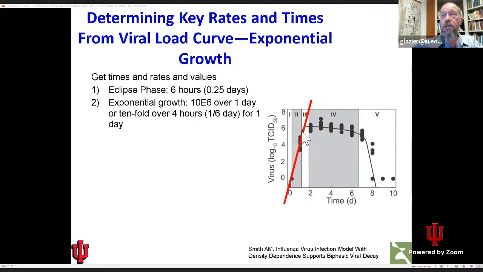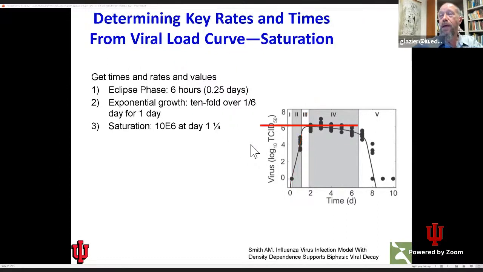That's about tenfold over 4 hours. And so that means that our rate of increase is about 1/6 per day for about a day, lasts about a day. And the maximum value here is about 10 to the 6th at day 1 1/4. So now we have a delay of a quarter of a day at a value of 0. We have an exponential growth of tenfold over 1/6 of a day that lasts for another day and gets us up to a value of 10 to the 6th.